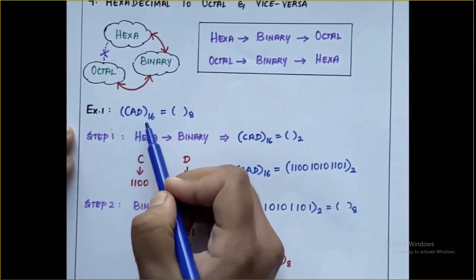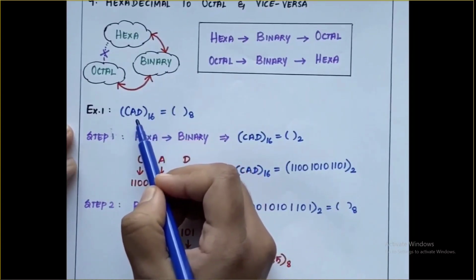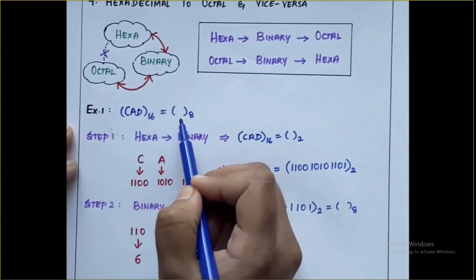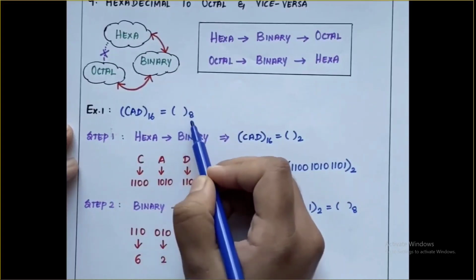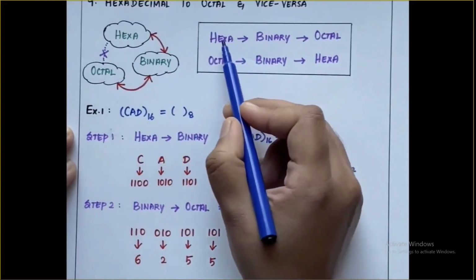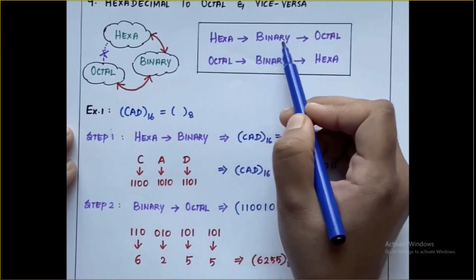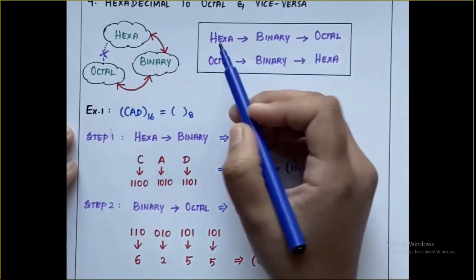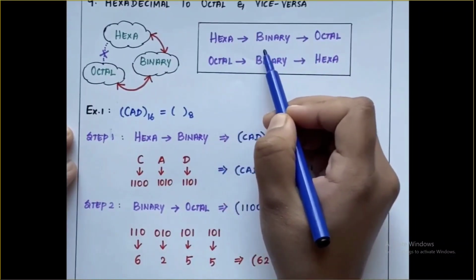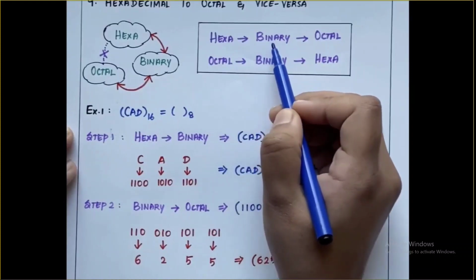So the first example given is CAD, which is a hexadecimal number, and this has to be converted to its equivalent octal value, which is to the base 8. So to convert any hexadecimal to octal, we have to follow two steps as per the process. The first step is converting hexadecimal to binary and the second is binary to octal. So let us do the first step now, which is converting from hexadecimal to its binary value.